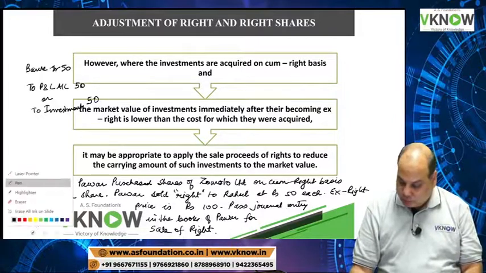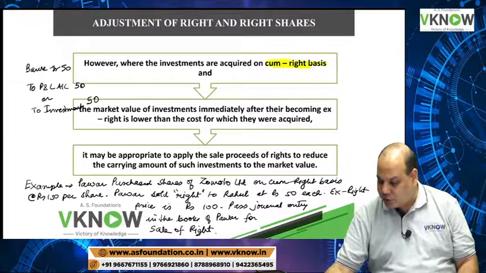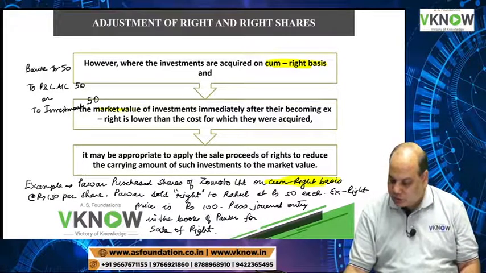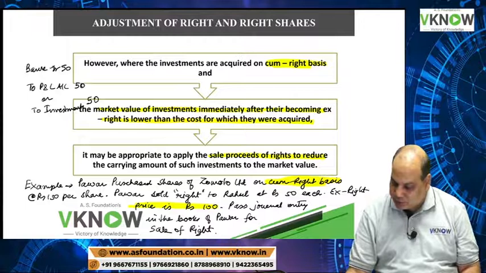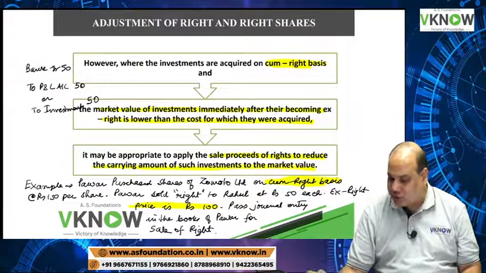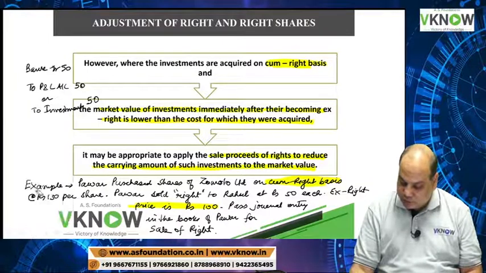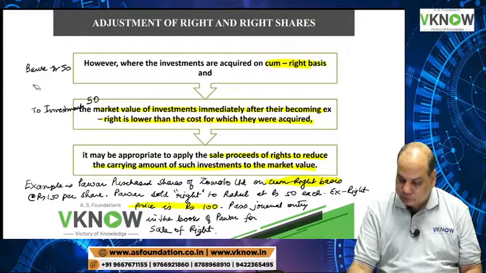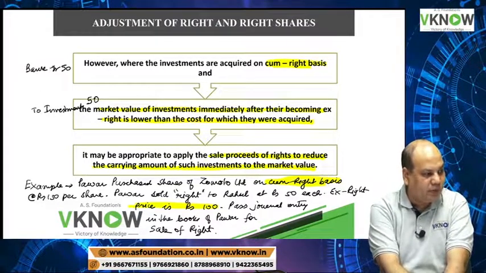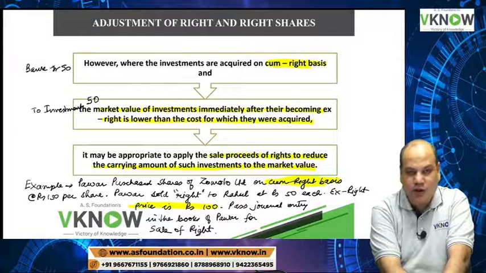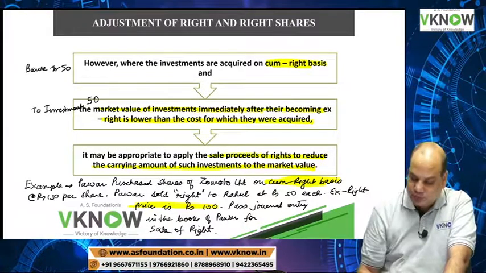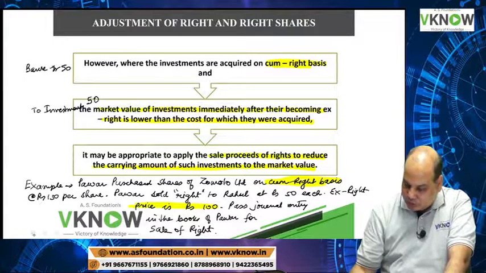So the answer should be on the screen. Shares were purchased on cum right basis. That condition is satisfied. Market value after becoming ex right is lower than the cost. Yes, market value is 100 rupees. Then sale proceeds of rights will be used to reduce the carrying amount of such investment to market value. So the correct answer would be bank to investment. Correct answer will be bank account debit 50 to investment account 50. Please write down bank account debit 50 to investment 50. Write the amount also. Okay, so this is the answer.